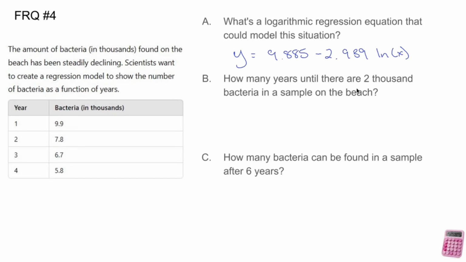How many years until there are 2,000 bacteria? Well, 2,000 bacteria will show up as 2. So at some point we're going to hit 2, and I'm going to run to my calculator, go to the y equals thing, plug in 2, and find out where my ln equation and this 2 will intersect, and that'll give me the answer that I need.